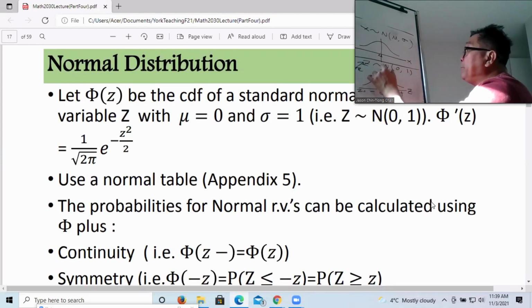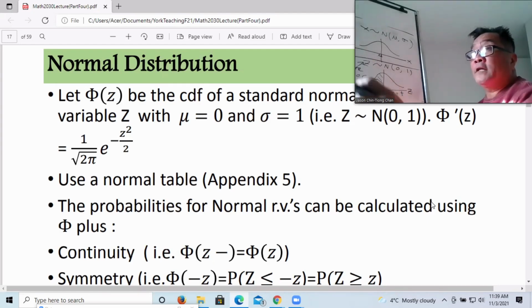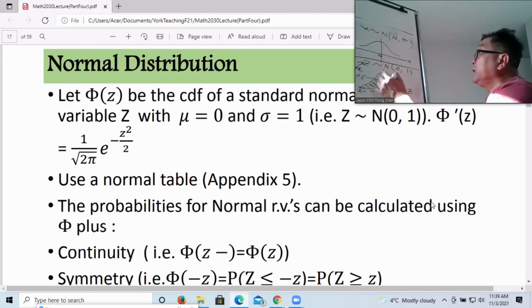So this part, do you agree that this part is 0.5? Yes or no? Yes, okay, I will explain to you. That is the question that you asked me. So this is also 0.5, because of symmetry. This side equals this side.